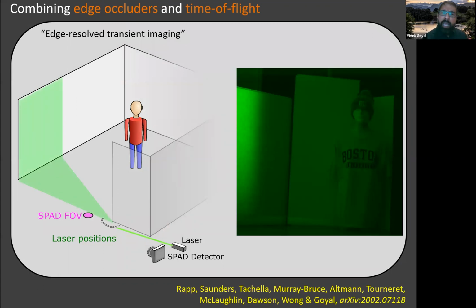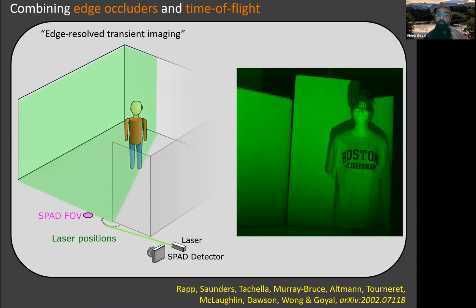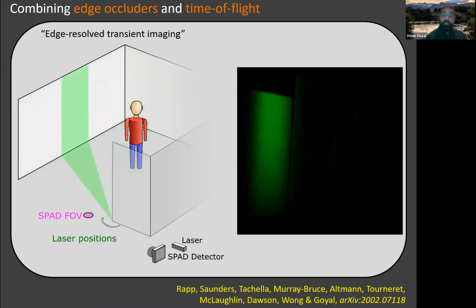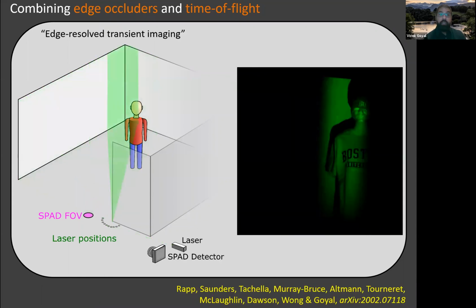Finally, exploiting a single vertical edge can be combined with exploiting time of flight. In edge-resolved transient imaging, the illumination is moved along a small arc, illuminating larger and larger fractions of the hidden space. With a SPAD detector focused on a patch near that arc, we have an approximately coaxial geometry. Differences between successive histograms give an approximation to illuminating a single angular wedge.